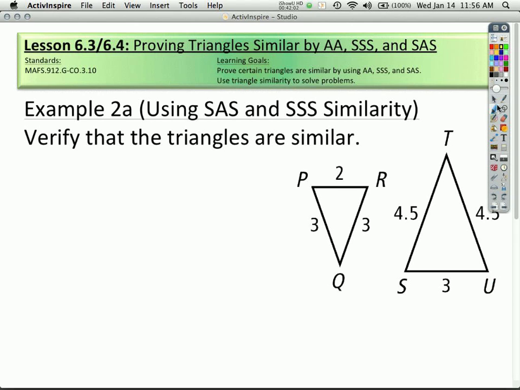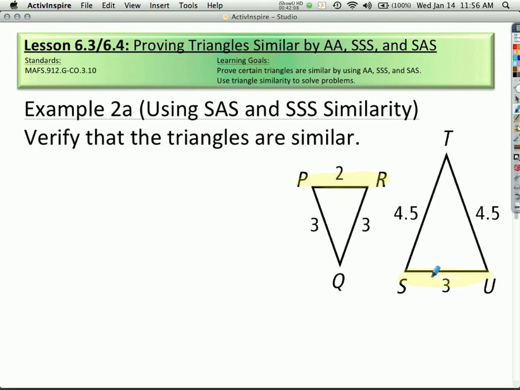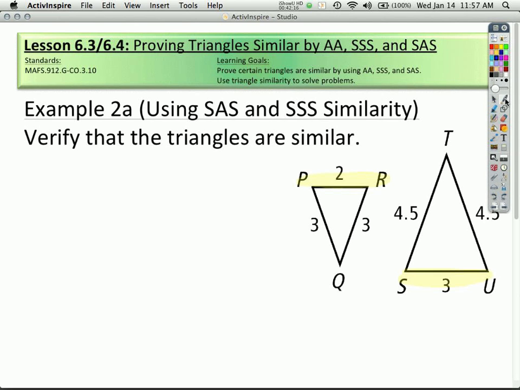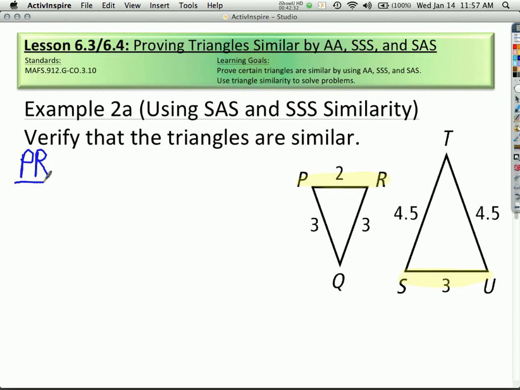Okay, so PR and SU are in the same position, different shape, different part of the diagram. And so they are corresponding. And so we're trying to prove these are similar, so what we want to do is make a ratio out of them. So we can start with the smaller triangle and then go to the bigger one, or start with the bigger one and go to the smaller one. It doesn't matter, but now you have to stay consistent. Okay? PR corresponds to SU, and so we want a ratio out of that. And the ratio is 2 to 3.